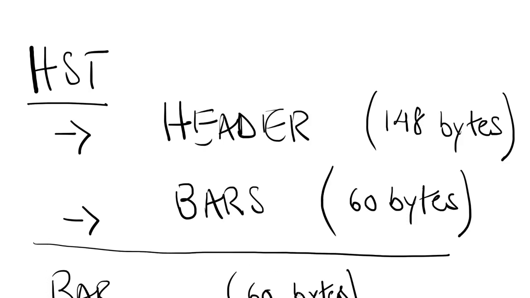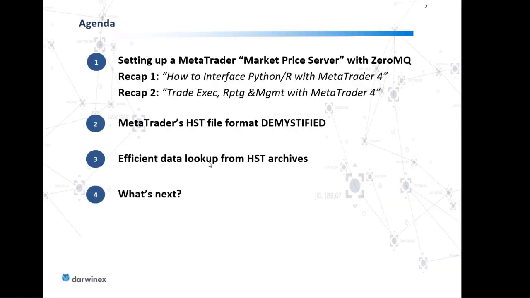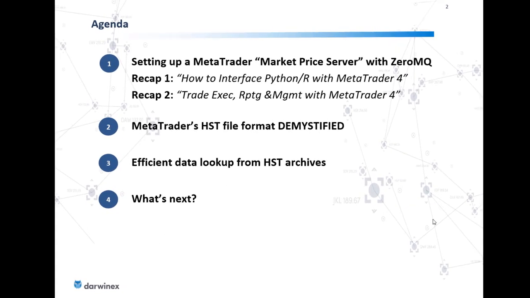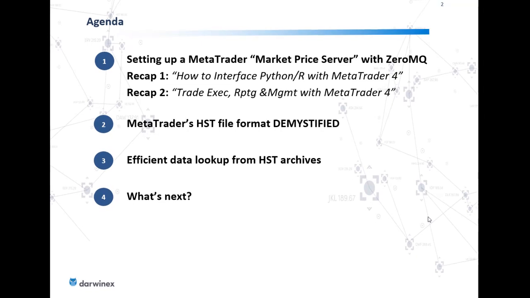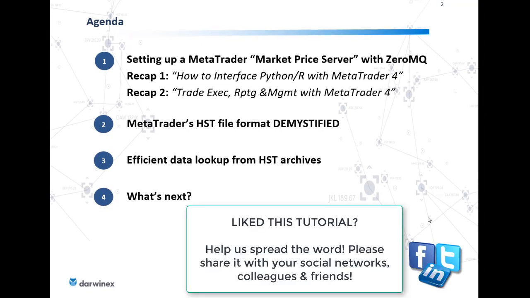Hopefully today we have learned a few things. We have learned how to set up a market price server via ZeroMQ using Python and MetaTrader. We've attempted to demystify the HST file format. We've learned that it's a binary format, and that in Python we can use the struct module to unpack the byte structures each bar holds into their constituent components, those being open time, open, high, low, close, volume, spread, and real volume.